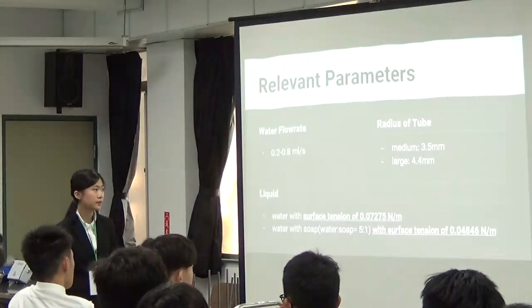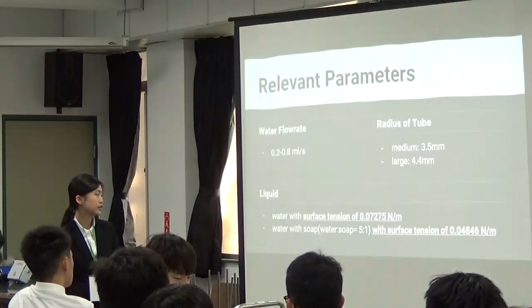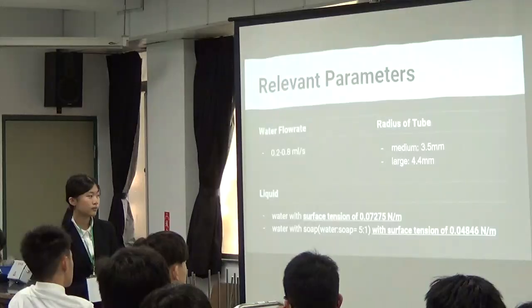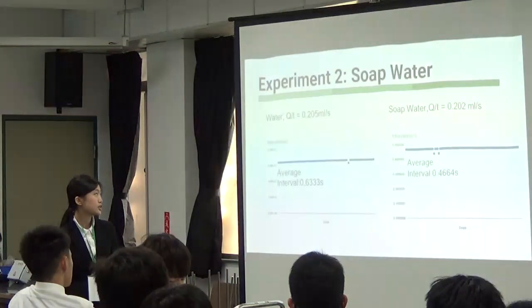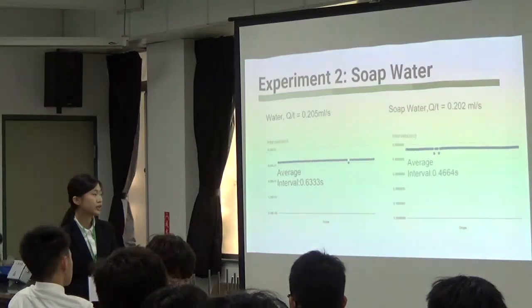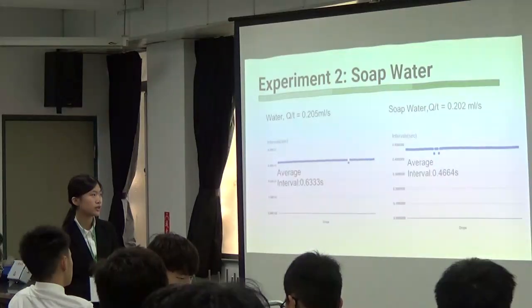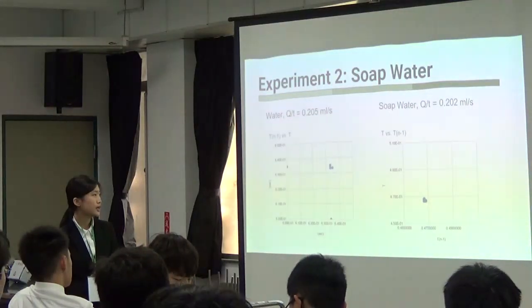And for radius of tube, we have used medium and large tube. And for liquid, we use water and salt water. So this one is a single period phase where both the flow rate of water and salt water is approximately 0.2 millimeters per second. And this is a return map.